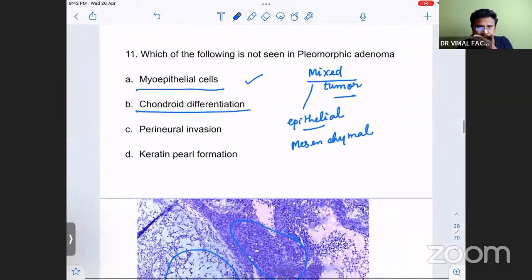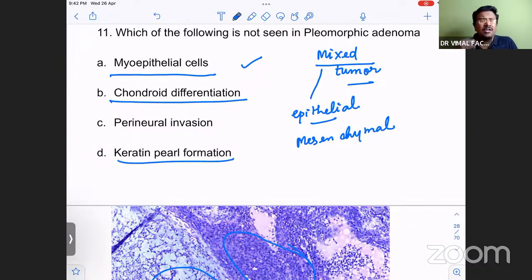Coming to the other options, perineural invasion and keratin pearl formation. You must have heard the word keratin pearl in context of squamous cell carcinoma. But please remember, keratin pearl is seen in squamous cell carcinoma, but it is not specific for it. For example, in pleomorphic adenoma which has undergone squamous metaplasia, the epithelium gets converted into squamous epithelium in some cases. So those cases will have keratin pearl formation.